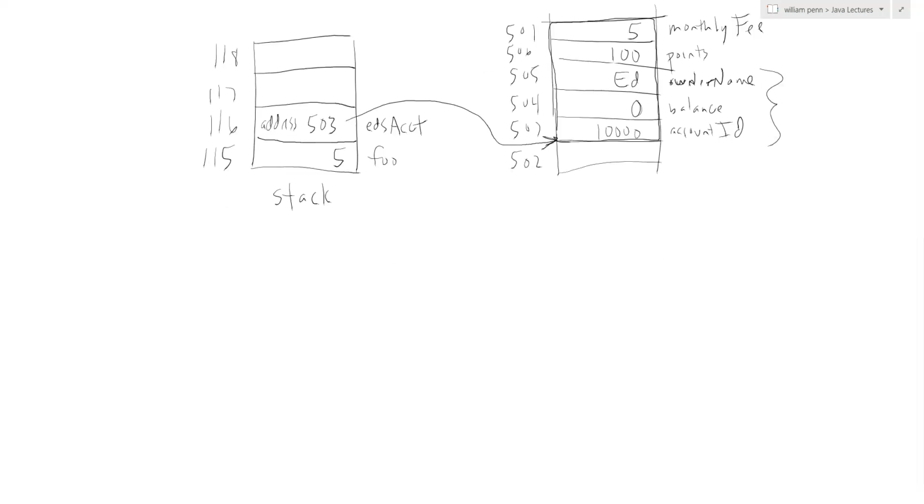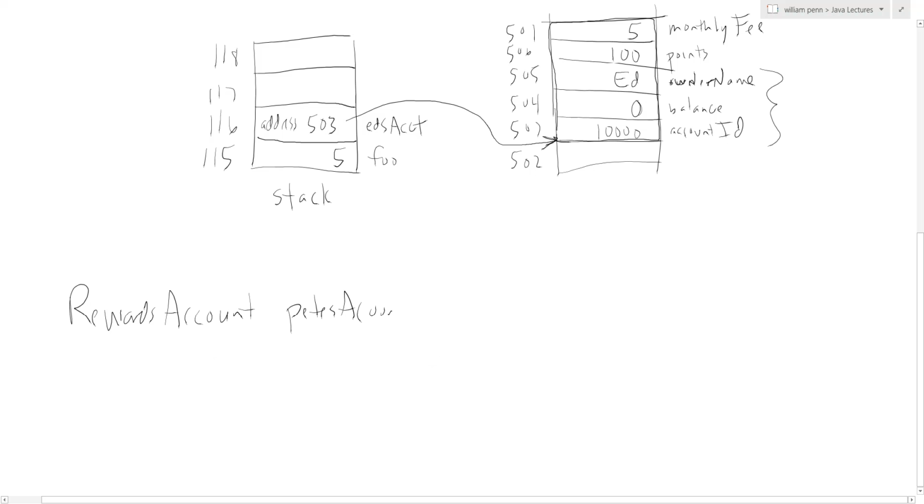And I said rewards account Pete's account equals new checking account Pete. Okay, so now we're doing the opposite. Now we're assigning the base class type object to the reference of the rewards account.